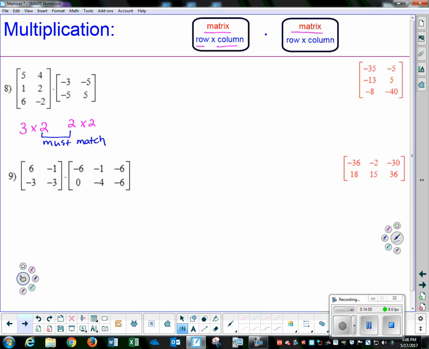Okay? If those match, you're going to be able to do the matrix multiplication. And the outside 2 numbers tell you the resulting size of your matrix. So I now know that my resulting size is going to be a 3 by 2. And I find that to be helpful.